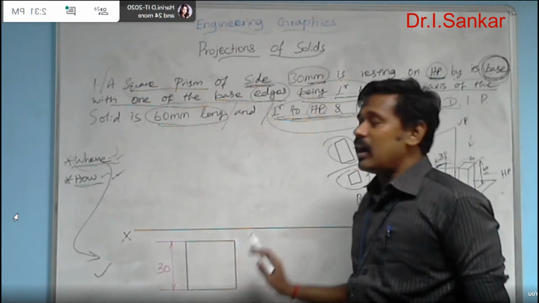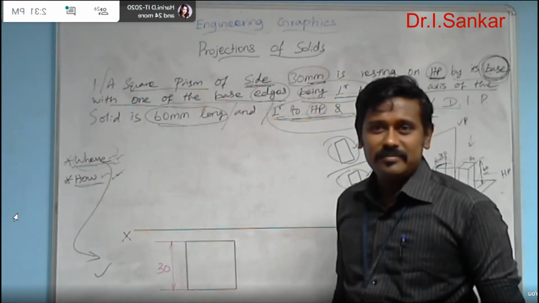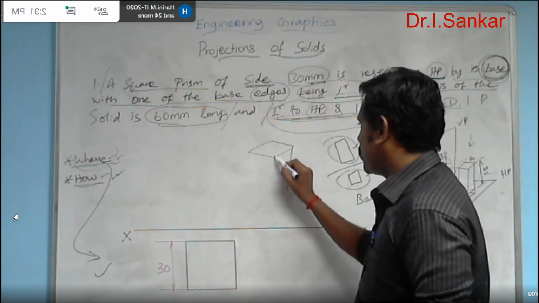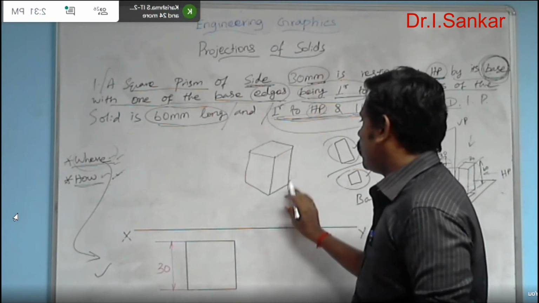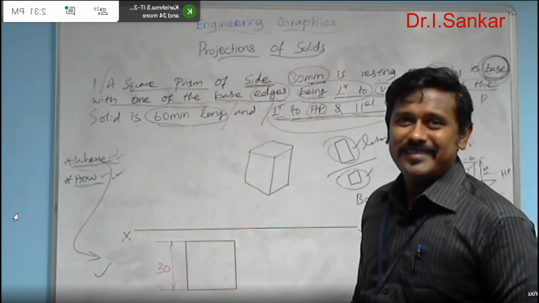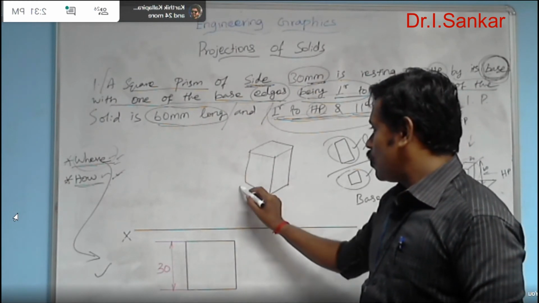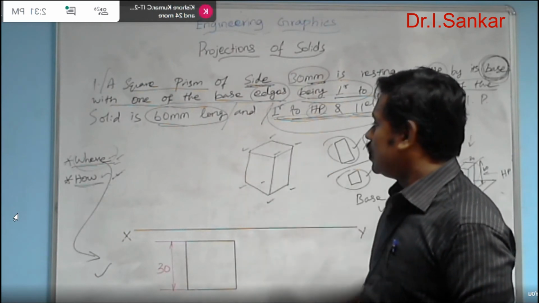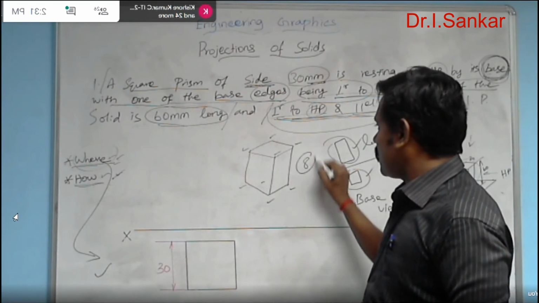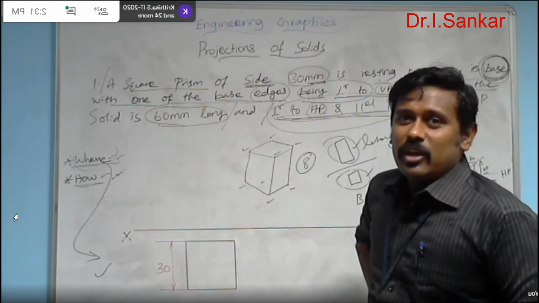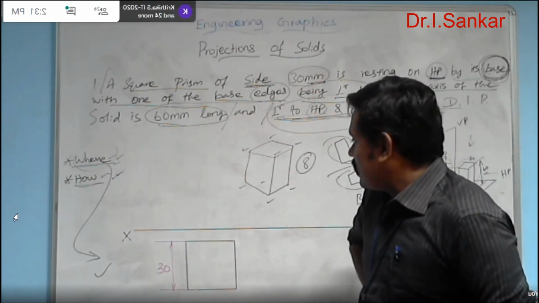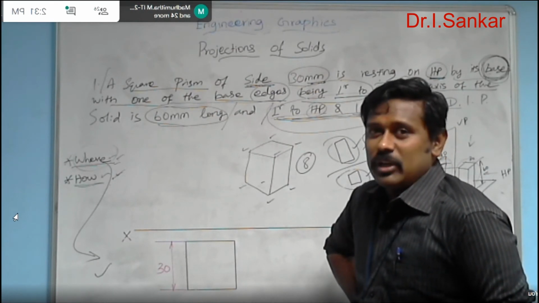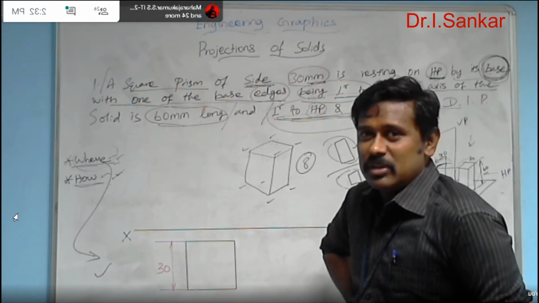So how many corners are in this solid actually? A basic question to you. If it is a square prism, how many corners are there in this solid? In the base, 1, 2, 3, 4. In the face, 1, 2, 3, 4. Totally 8 corners are in the square prism. Okay, so those 8 corners need to be addressed with the help of some particular terms, with alphabets or with numerals.